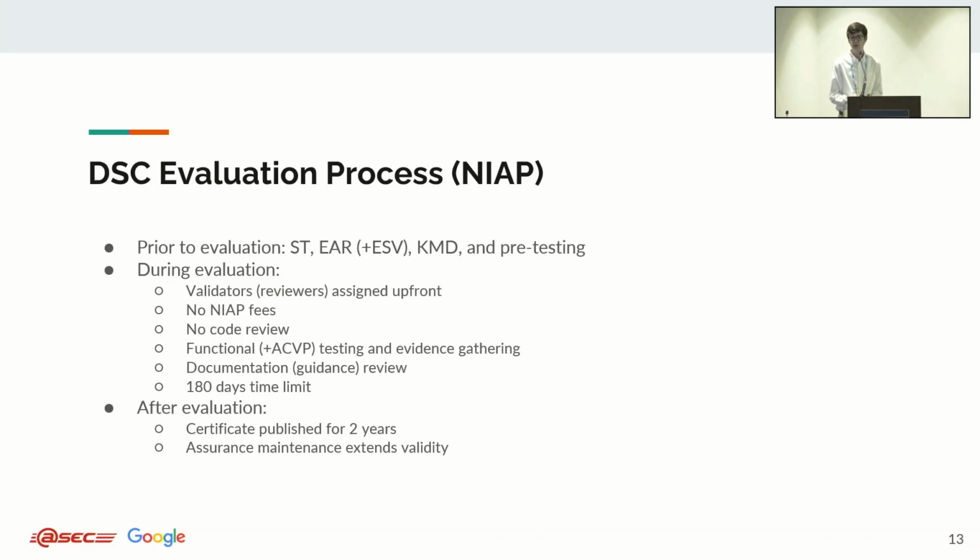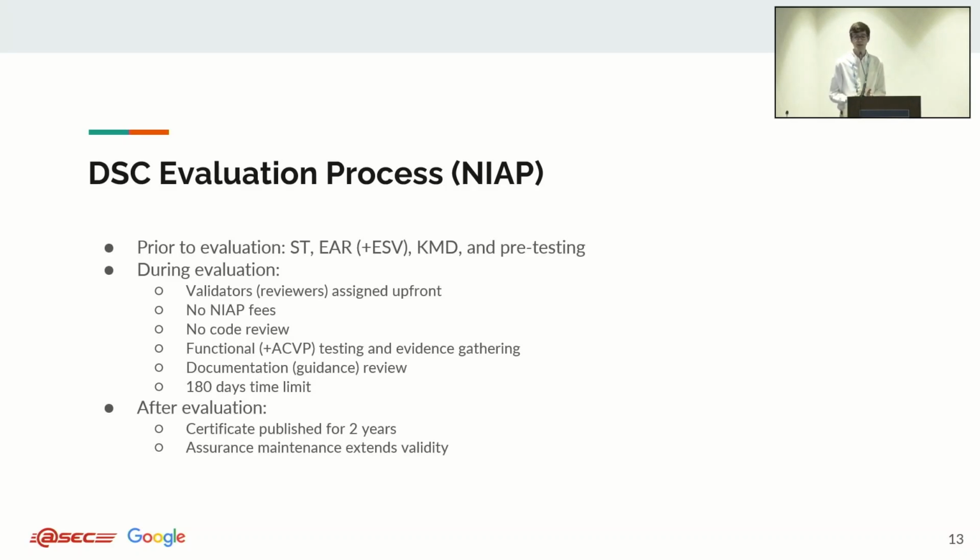Once this process starts, let's say your TOE is in evaluation, then the actual official functional testing starts. Potentially ACVP testing, but if you have a FIPS module, that part should already be taken care of, and some more evidence gathering by the lab. And this will also include drafting the documentation or reviewing the documentation to be submitted to NIAP. All of this needs to end within 180 days.